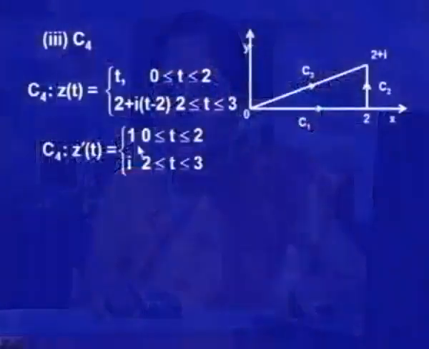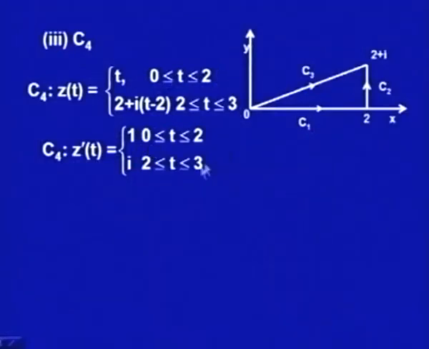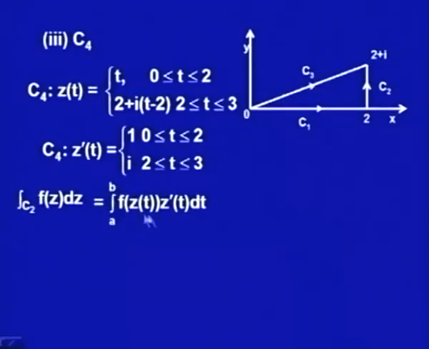Now here is the integral of arc. When I take this, z dash t would be 1 in the range 0 to 2, and it would be i in the range 2 to 3. So now find the contour integral along this contour C4. The integral of f(z) dz, by definition, is the integral from a to b of f(z(t)) z dash t dt. Now we have to write this in two parts: t ranging from 0 to 2, and then t ranging from 2 to 3, where the function is changing.